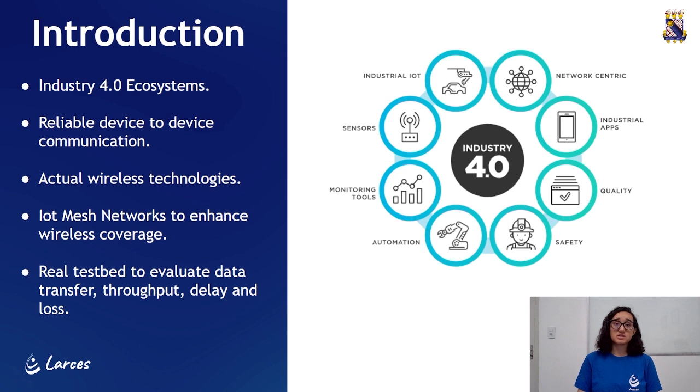Therefore, this paper focuses on analyzing data from the use of IoT mesh networks to improve wireless coverage in the industrial environment. Mesh networks allow direct communication between devices in a more dynamic network. This approach offers advantages in the industrial environment. For this purpose, we developed an IoT mesh solution to test a real case scenario to evaluate data transfer, throughput, delay, and loss depending on the number of hops in the mesh backbone.